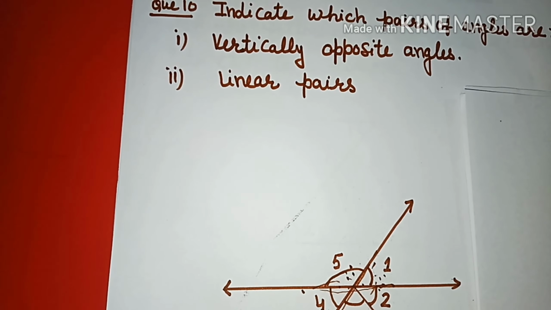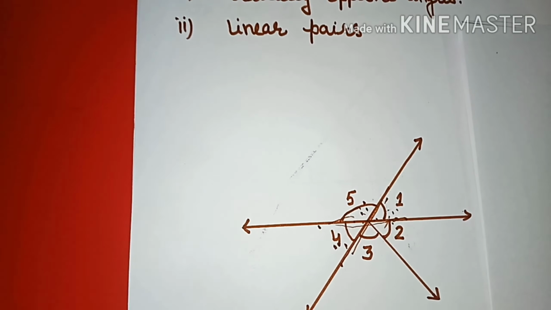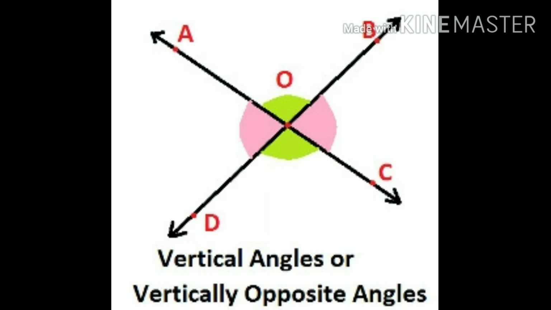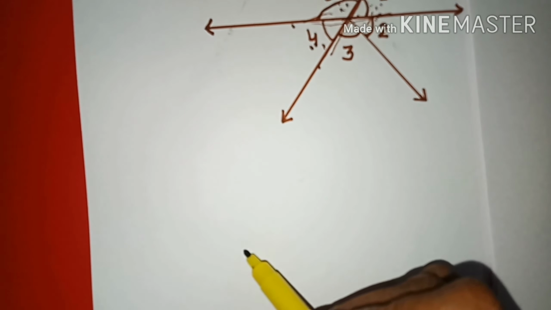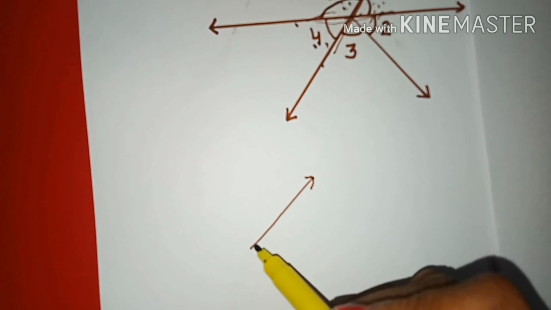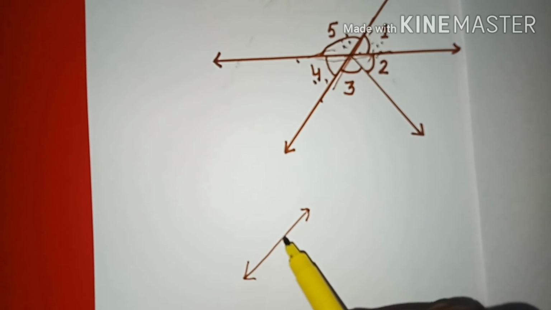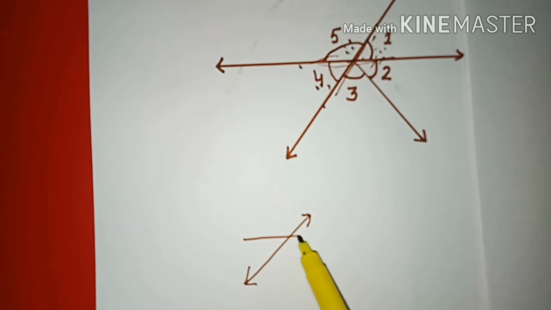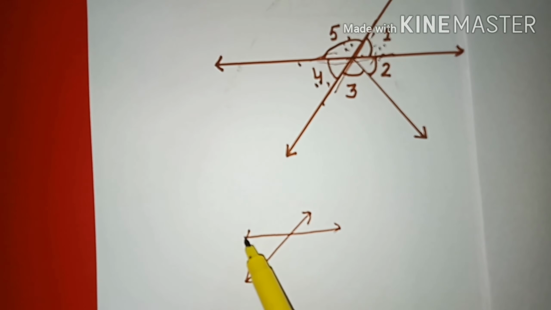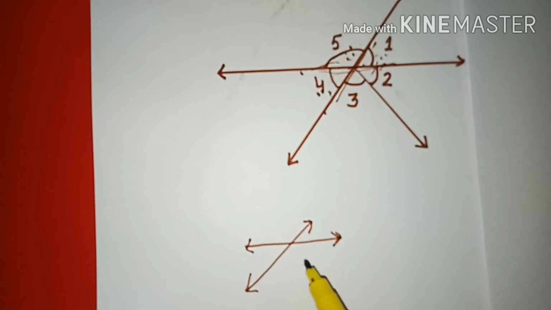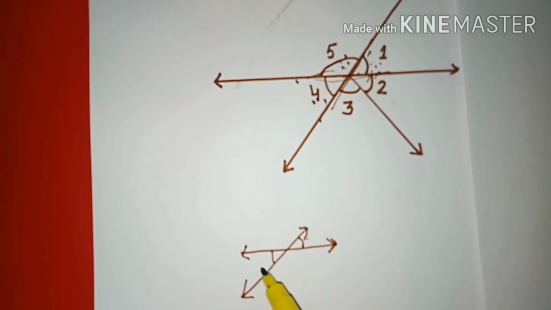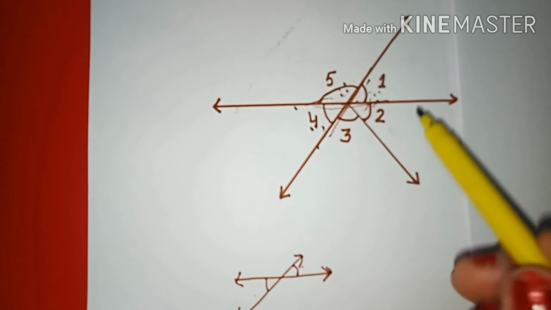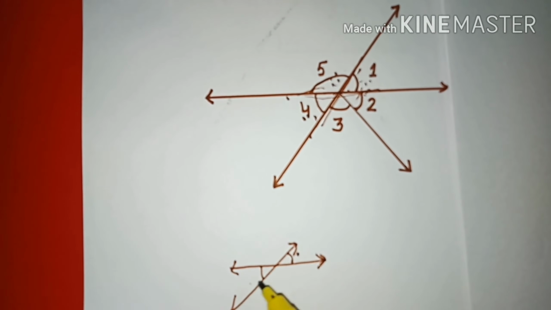The first part is vertical opposite angles. What are vertical opposite angles? We know that when two lines intersect like this, the opposite angles so formed are called vertical opposite angles, like this and this. So see in our figure, angle this and angle this are the vertical opposite angles.